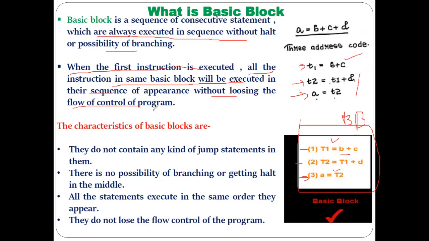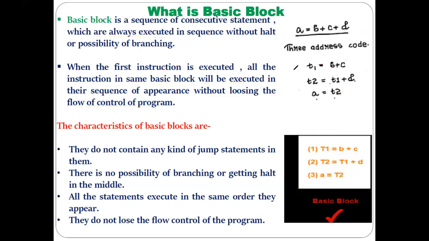What do you mean by without losing the flow of control of the program? It means without changing the particular sequence of execution. After this instruction, the next one is going to be executed, but if the control gets shifted elsewhere, then the flow of control of the program is getting changed. Understood? So in a basic block there is no loss of the flow of control of the program. The flow of control is maintained as instructions get executed one after the other, without any halt or jump in between them.